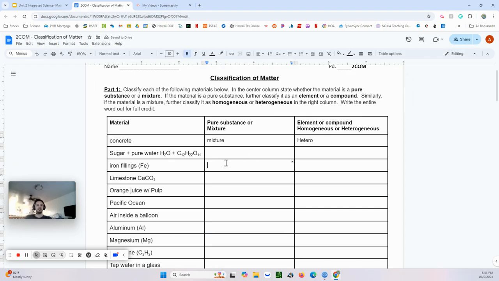So let me see here. Like iron filings is a pure substance. And is it an element or a compound? Well, it is an element. It's a pure element. Okay? So for the top one, pure substance, you would only pick between element and compound. And then if you pick mixture, you would pick homogeneous or heterogeneous. All right? A little bit tricky, but I think you guys can handle that.